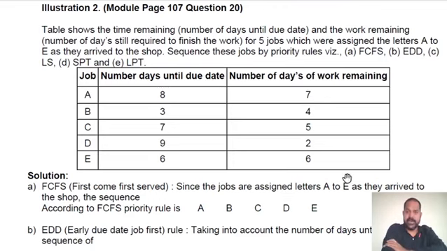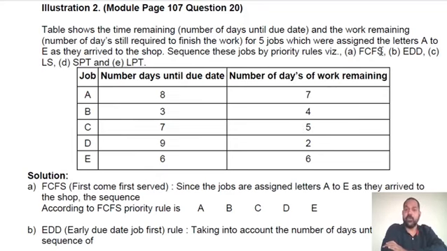The question says, the table shows the time remaining, which is the number of days until the due date. So in how many days is the job due? And the work remaining, which is the number of days of work still remaining to finish the job. So this first column tells you in how many days the job is due, and this tells you how many days' worth of work is still remaining.